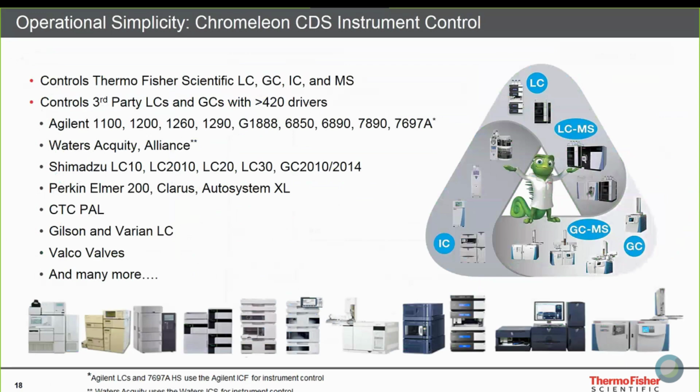Now, to talk briefly about the third-party instrument control. We have over 420 drivers for different instruments. Thermo Fisher Scientific instruments, of course, our ICs, LCs, GCs, and mass specs. But we have a very strong list of what we call third-party instruments, meaning the Agilent 1100, 1200, 1260, 1290, along with Headspace autosamplers, the G1888 and the 7697A, as well as the GC 6850, 6890, 7890 GCs.